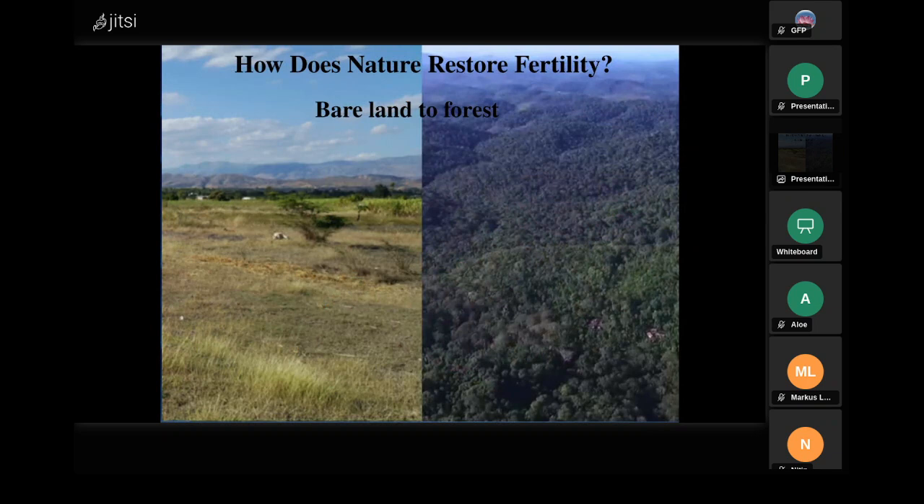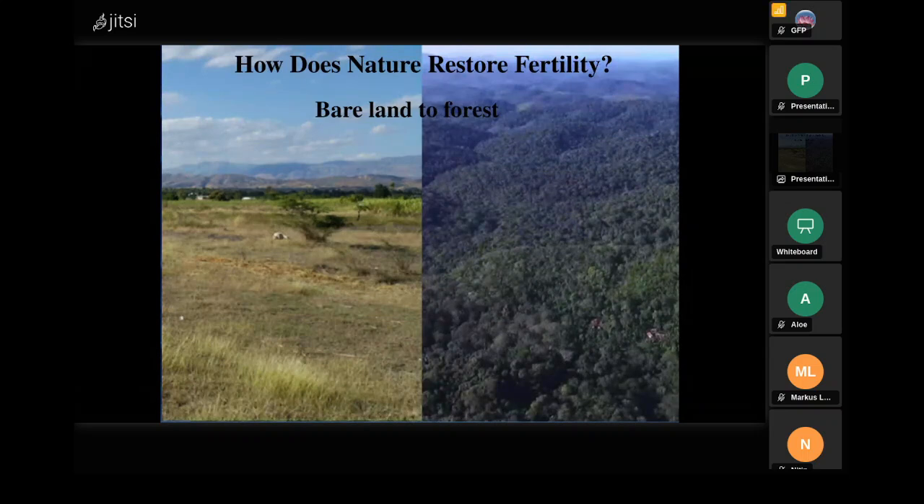Okay, how does nature solve this problem if there is this abundant fertility? How does nature take degraded or bare land and restore fertility? The answer is a forest. A forest is what happens if you don't disturb nature and there's bare land.